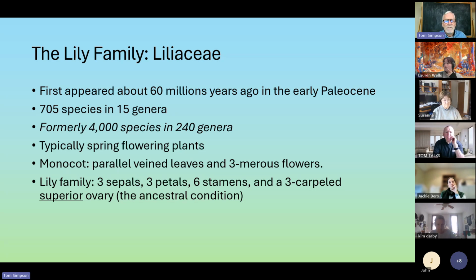The flowers are called trimerous, and trimerous means three of everything, or three or six, and multiples of three. So the lily family has three sepals, three petals, six stamens, and an ovary made up of three carpels. And we're going to talk about what a carpel is here in a second. That's a word that's probably strange to you. You've probably heard of sepal, petal, stamen, pistil. The pistil is made up of carpels, and we'll talk about that in just a second.